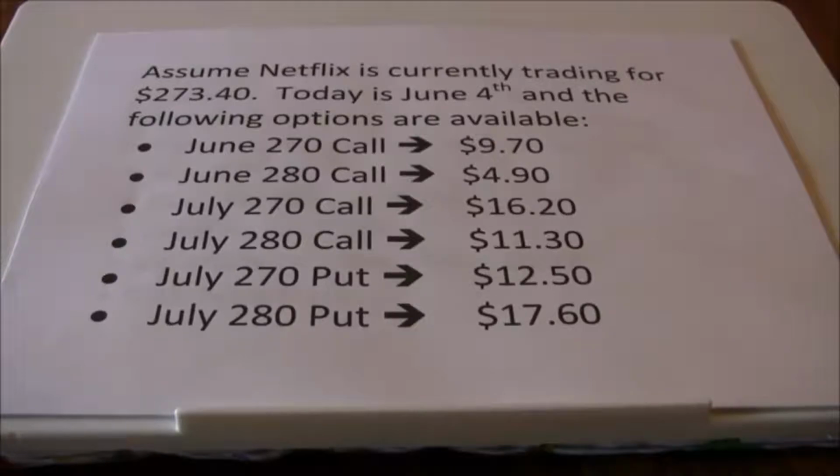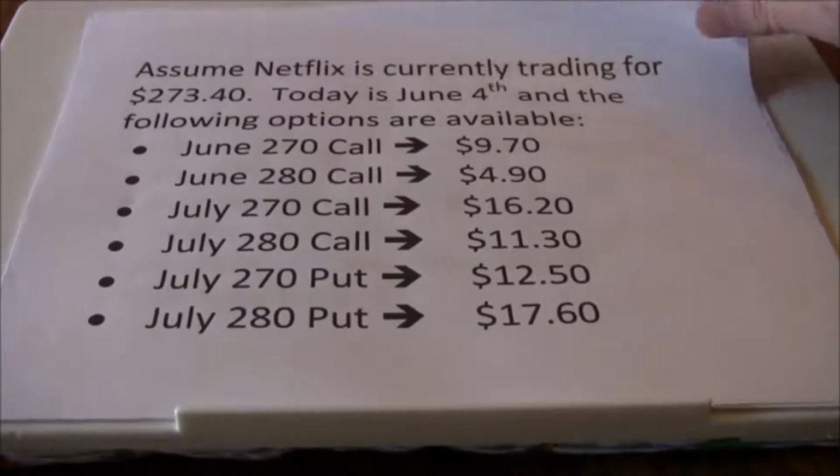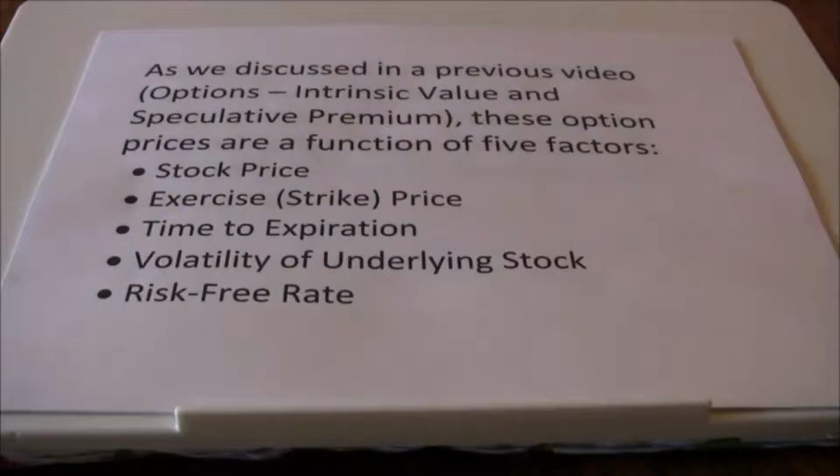And you can see the different options, some calls and some puts, widely different prices. Where do those prices come from? How do traders decide what's a fair value to pay for an option? One of the basic models is the Black-Scholes option pricing model, and that's what we're going to walk through in this video.